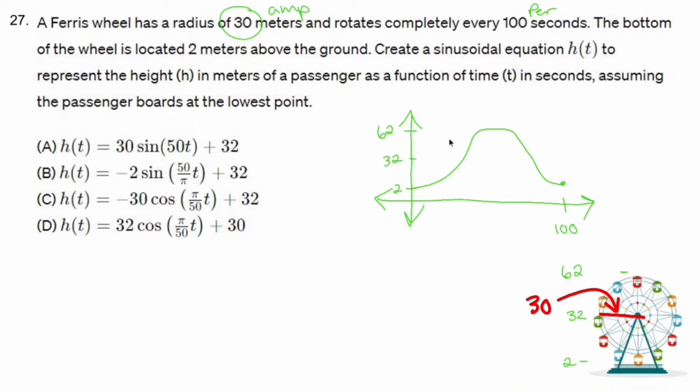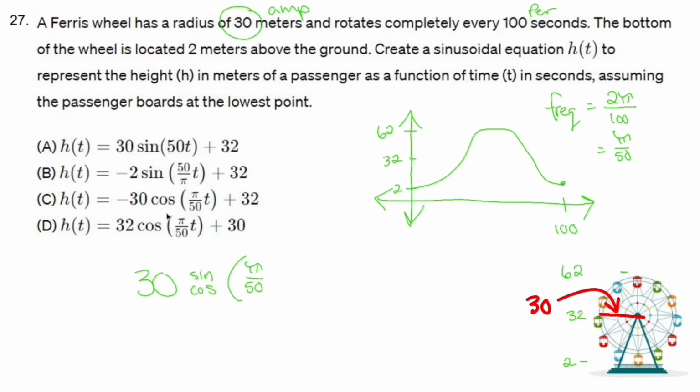Now, what do we know? Well, again, we know that the amplitude is 30. So if I were to start building a trig function, I know it's going to be 30 times, I don't know, sine, cosine, we'll figure it out. The period is 100 seconds. So when I'm building an equation, I don't really care about the period. I care about the frequency. And the frequency is 2 pi over the period. So 2 pi over 100 simplifies to pi over 50. So what I have so far is pi over 50.